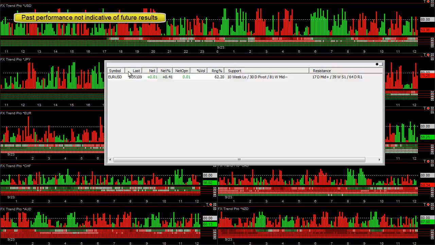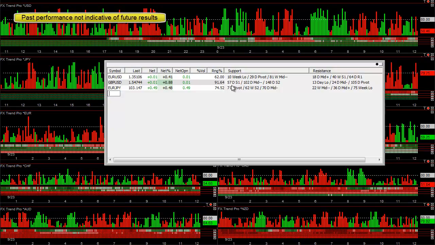And you can also sort these. You can put multiple currencies up here, and it will allow you to sort which ones. This one has support that's 57 pips below it. So if you're looking to sell this, it has the potential to move down 57 pips. That's a considerable number of pips.